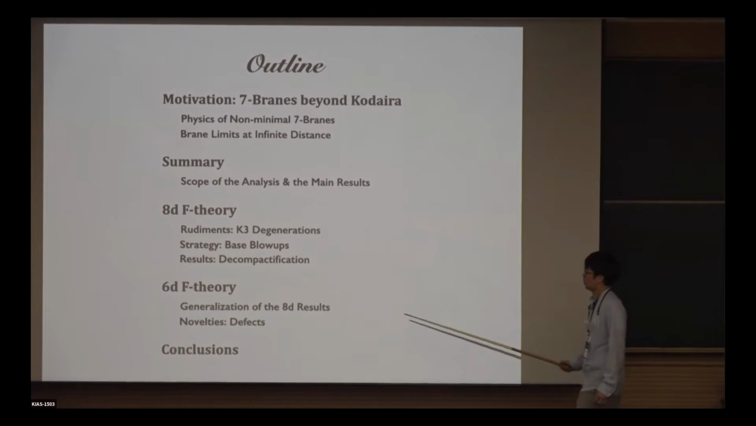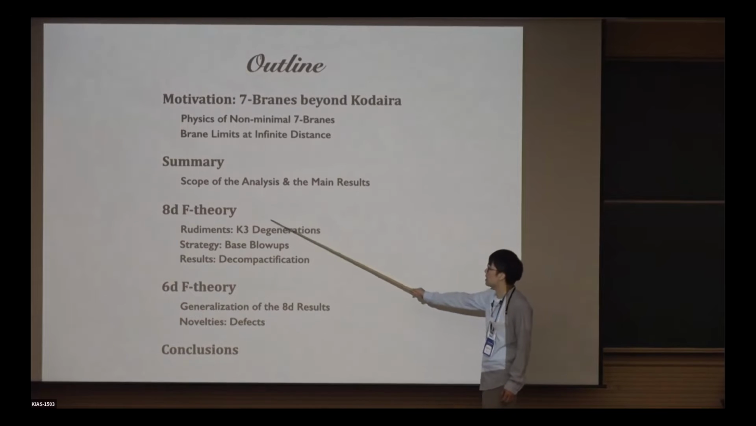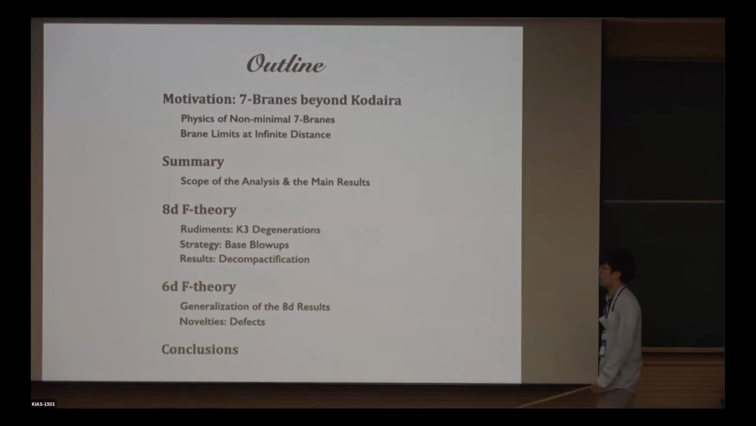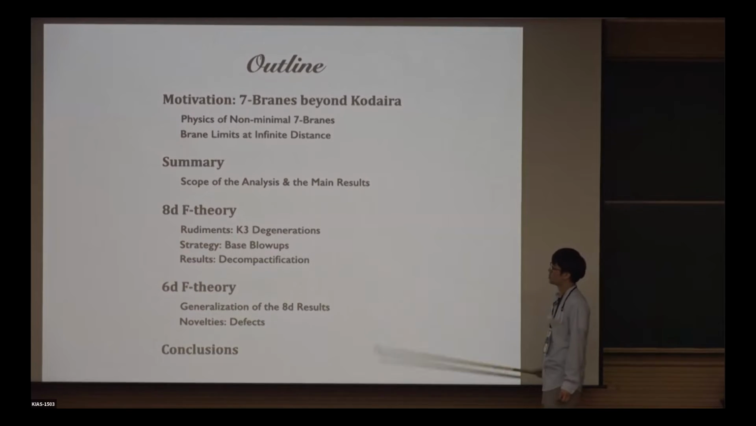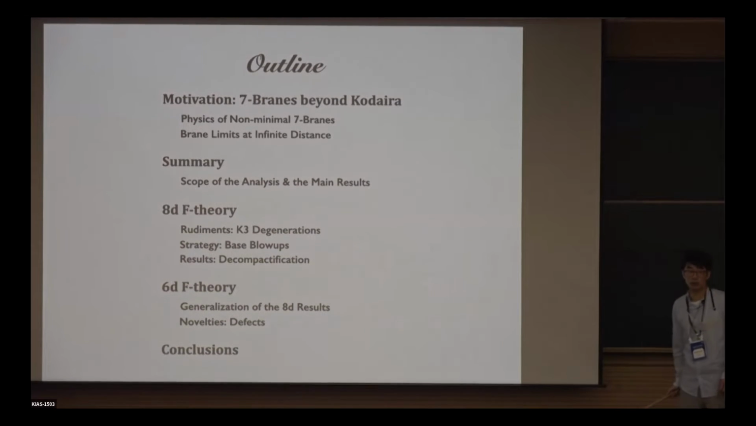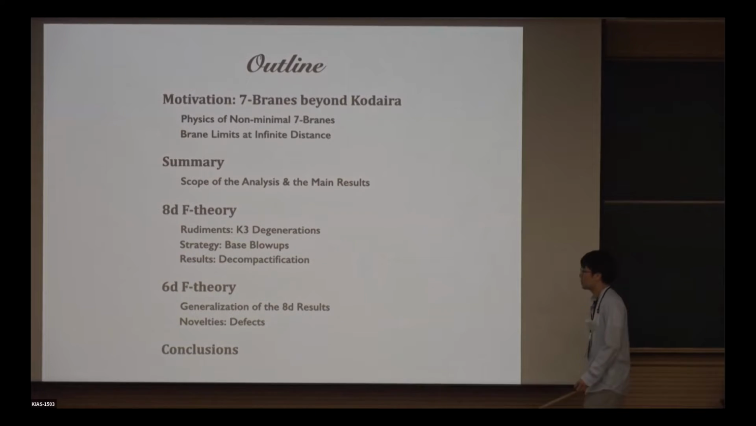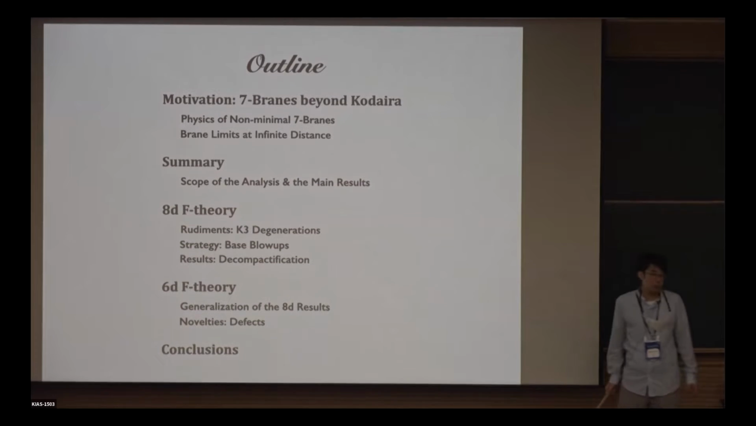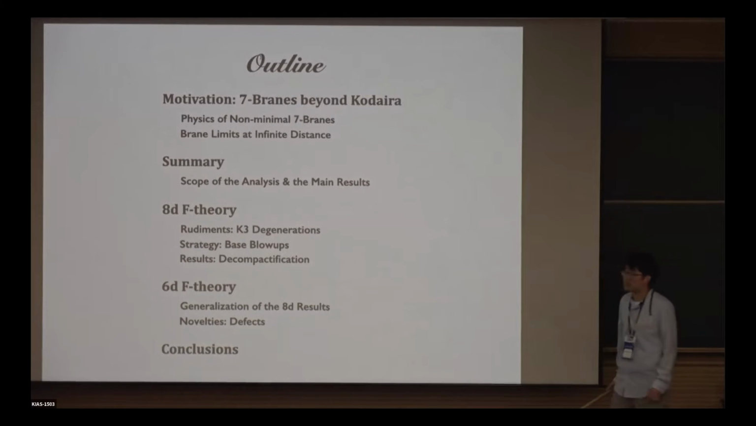So in the first part on 8D F-theory, I will start by giving some rudiments of K3 degenerations in terms of the so-called Kulikov models in algebraic geometry. And then I will describe our geometric strategies to deal with non-minimal 7 branes, and I will interpret the results in geometry as a space-time decompactification.